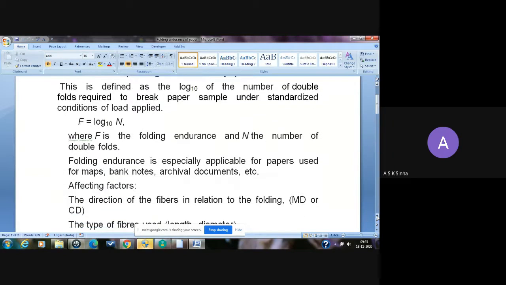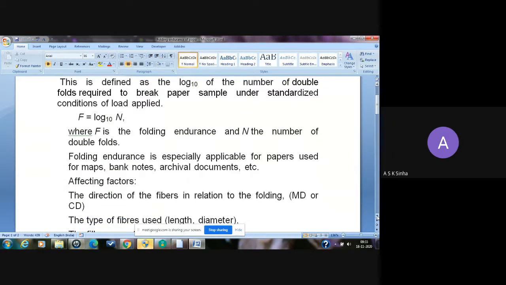So if the number of cycles required for breaking the sample is n, that is called the number of double folds. And if you take the log on the base 10, it's called the folding endurance. So you can see the formula here. F is equal to log on the base 10 of n. So F is the folding endurance and n is the number of double folds.